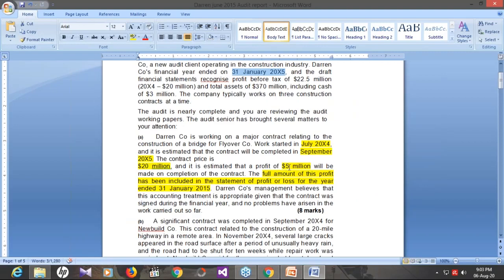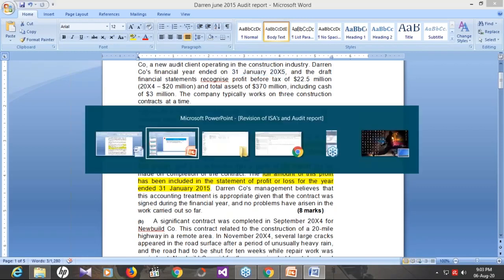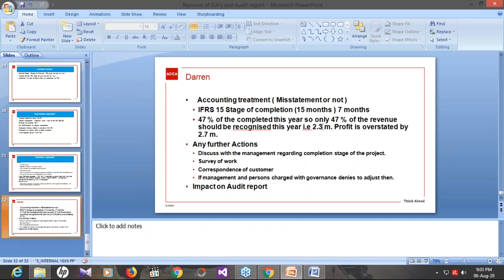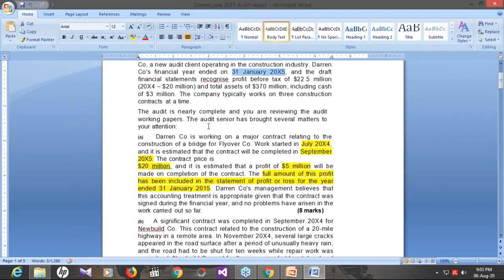So the overstatement is not of 5 million, the overstatement is of 2.7 million. As we discussed here, 2.3 million profit is correctly recorded, but the extra 2.7 million that is recorded under the profit head is the overstatement. So we must calculate whether 2.7 million is material or not. So 2.7 million is the adjustment that is required. So we will go back to the question and see that the figure of profit before tax is 22.5 million and total assets are 370 million.